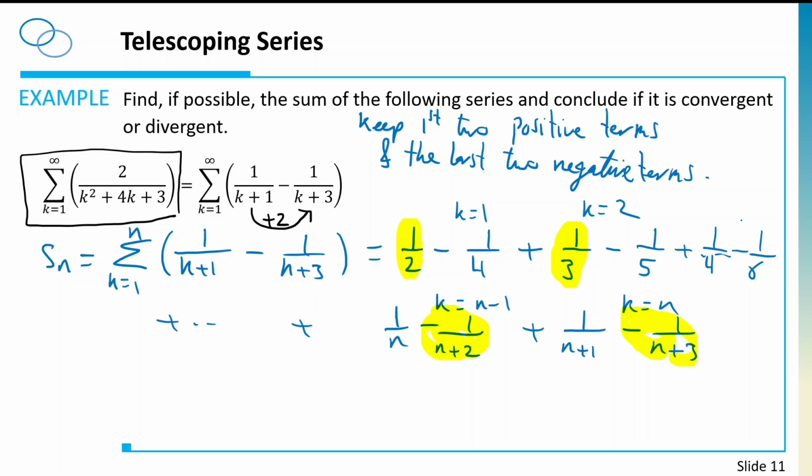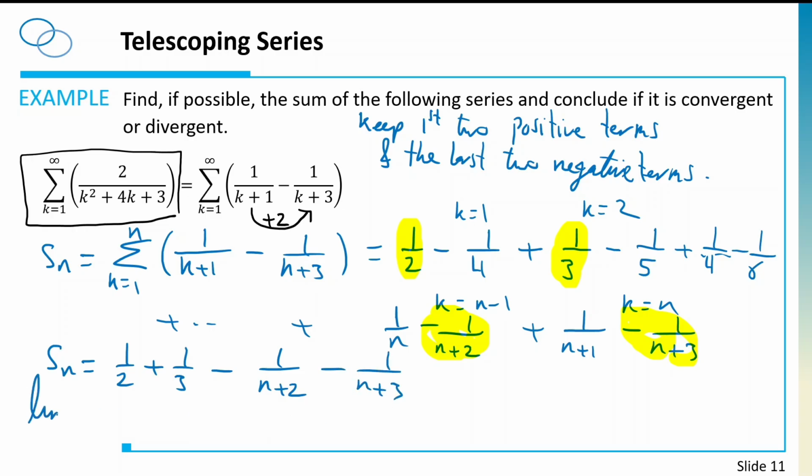If the difference is 2, you keep the first 2 and you keep the last 2. Okay? So now what should Sn be in this case? Half plus 1 over 3 minus 1 over n plus 2 minus 1 over n plus 3.